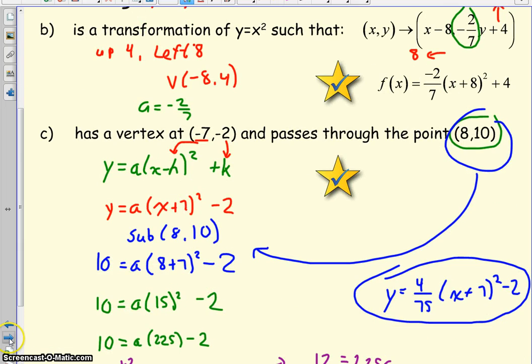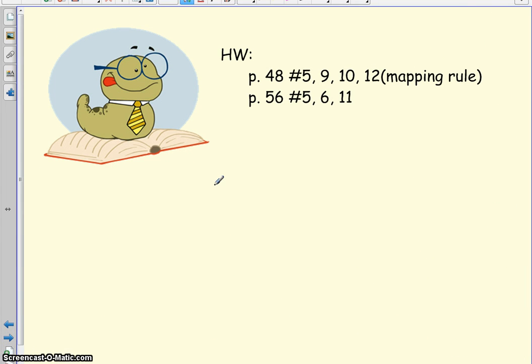Okay, so again, we're all done. Homework is here. Please make sure you go through it. Again, mapping rules take some getting used to, and there's a lot of quadratics being thrown into this unit, so we want to put yourselves in good shape for the upcoming stuff. Okay, that's it, that's all.